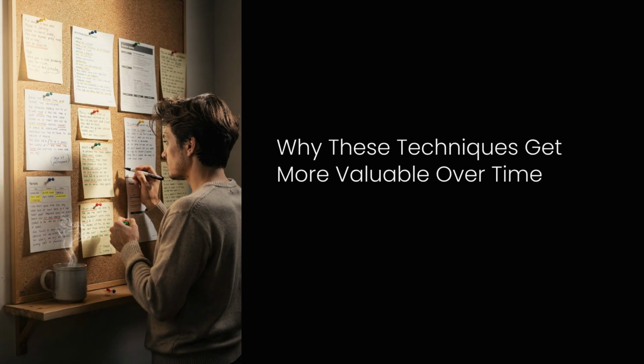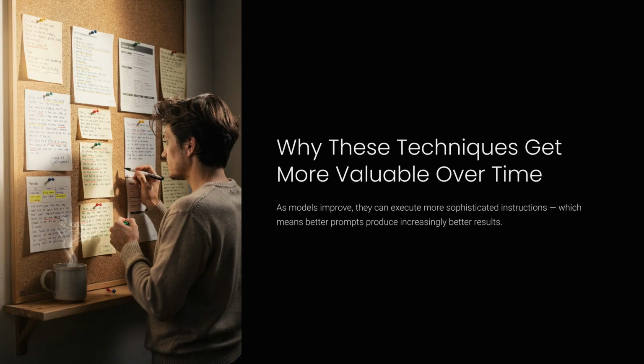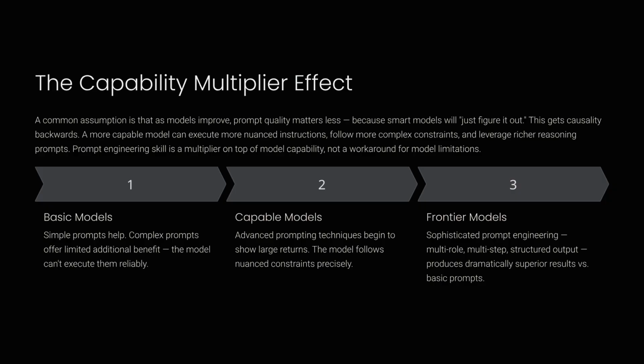You might wonder why these techniques grow more valuable over time. The reason is that as AI models become more capable, they can execute increasingly sophisticated and nuanced instructions. Consequently, better, more precise prompts lead to significantly higher quality results than ever before. This is the capability multiplier effect.